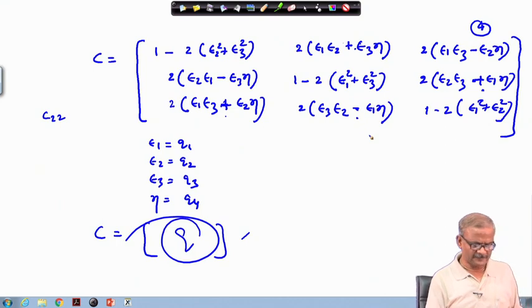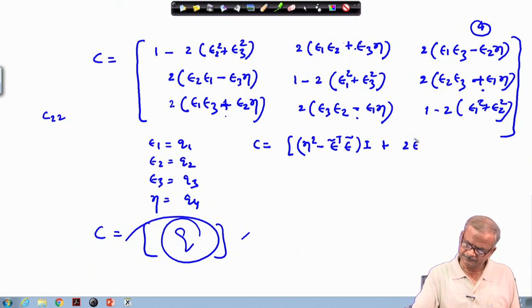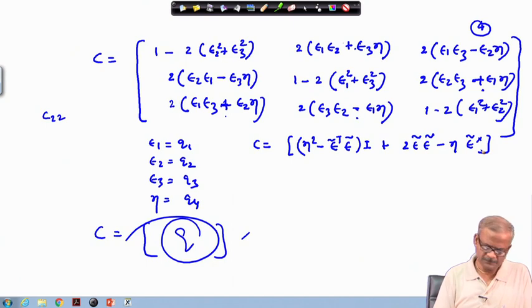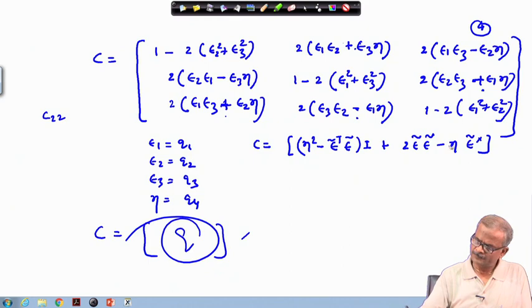So, let us check that whatever we have done is correct. Our C matrix in terms of this notation is eta square minus epsilon transpose epsilon times I, plus 2 epsilon epsilon transpose, minus 2 eta times epsilon tilde cross. And 2 we have missed out perhaps. Let us see on the previous page, 2 is there. So, 2 is here.